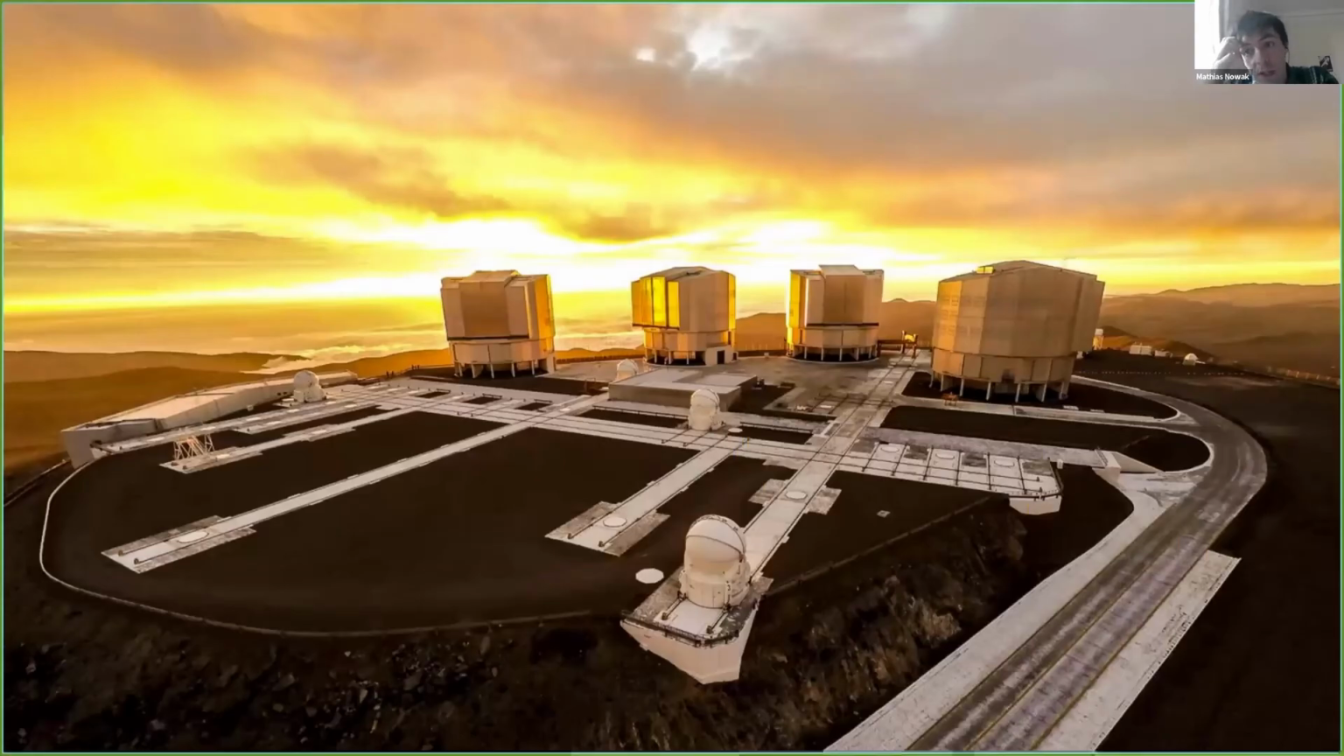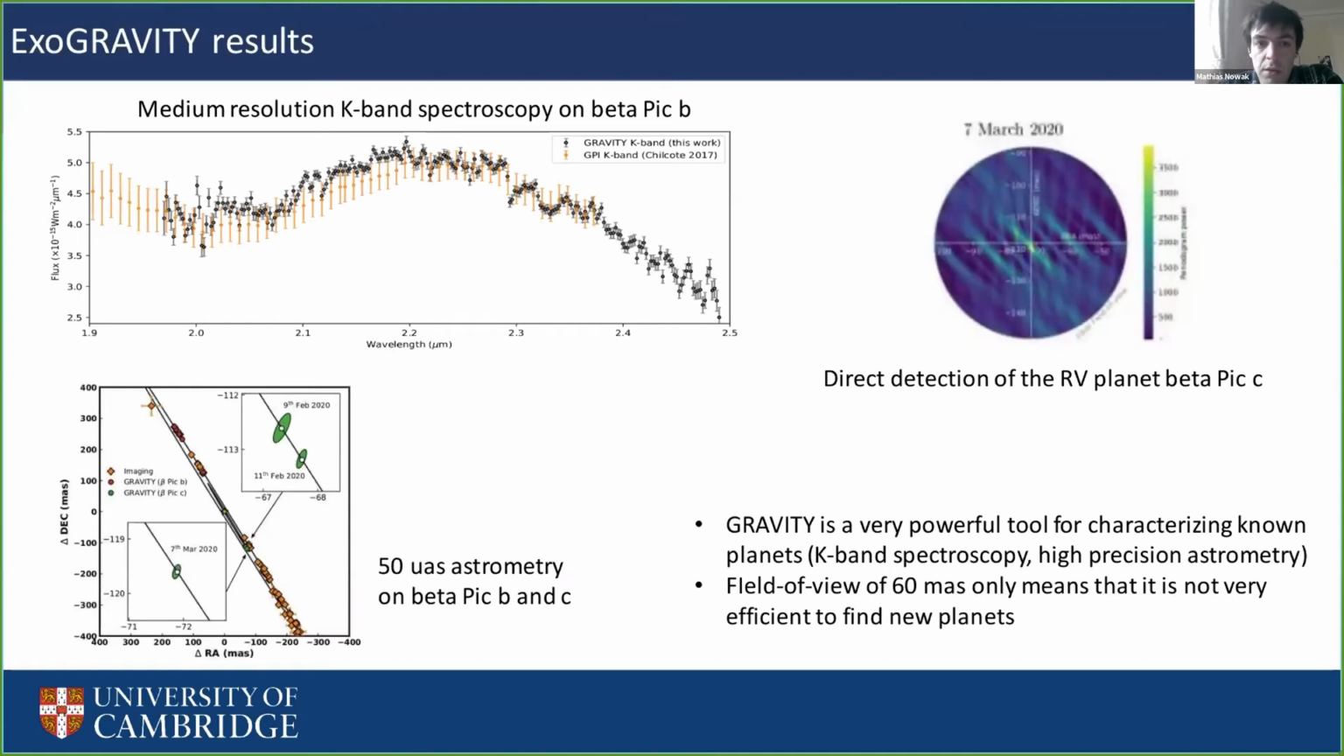Another tool you can use is long baseline interferometry, and that's probably the part I'm more familiar with. For example, using GRAVITY, a beam combiner on the Very Large Telescope Interferometer, so using the 4 telescopes of the VLT Observatory. It's an instrument we've been using for about 2 years now to characterize young giant planets. We've demonstrated that this was a powerful tool to get medium resolution K-band spectroscopy, to get high precision astrometry on young giant planets, also to directly detect RV planets such as Beta Pictoris C.